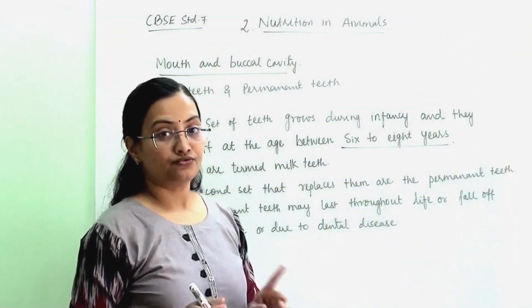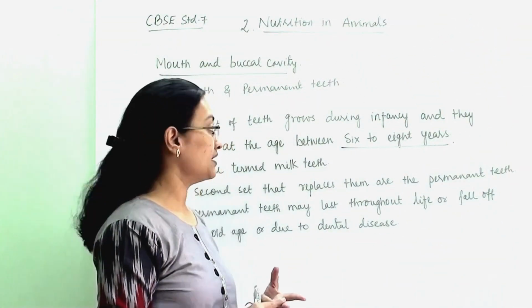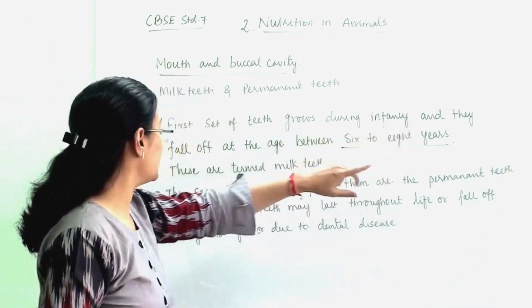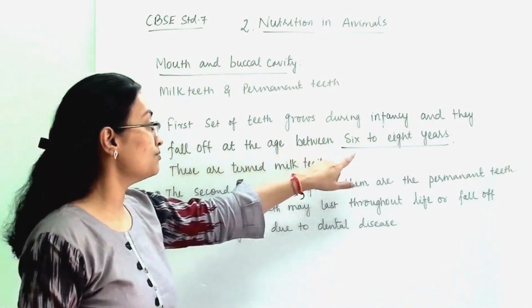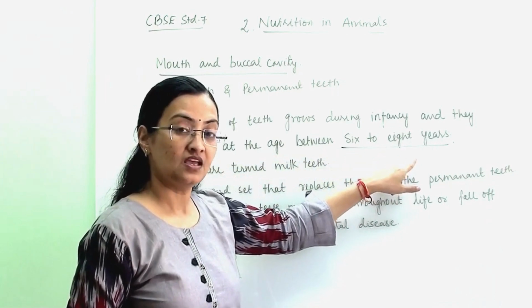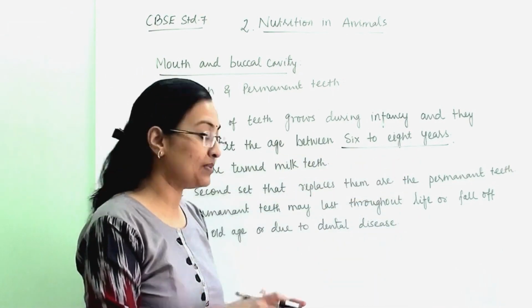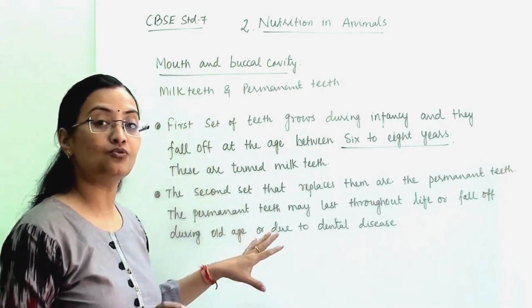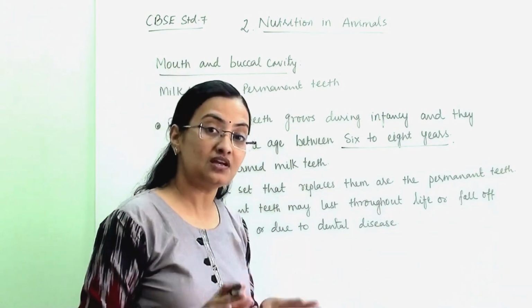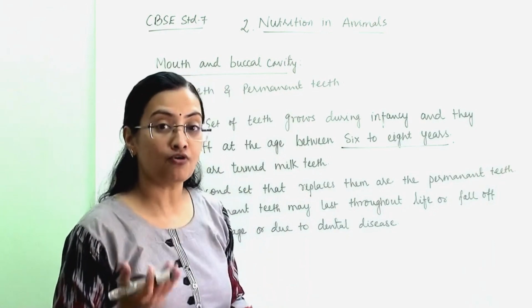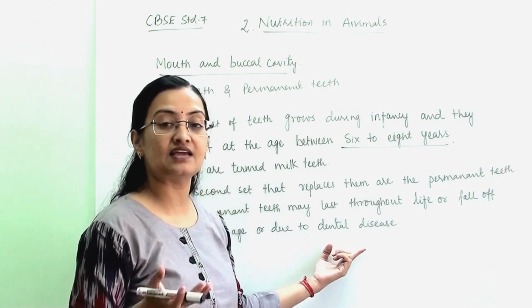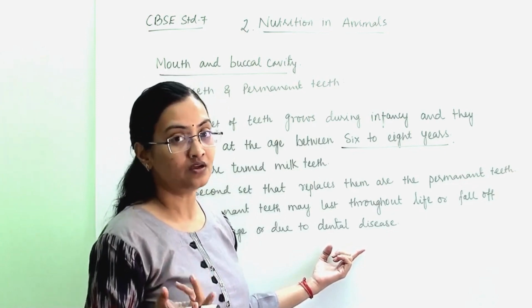There are 2 types of teeth, milk teeth and permanent teeth. The first set of teeth grows during infancy and they fall off at the age between 6 to 8 years. Now the teeth which replace them are known as permanent teeth. Permanent teeth will be there throughout life, or they may fall off due to old age or due to dental disease like cavity, plaque or germs in the teeth.